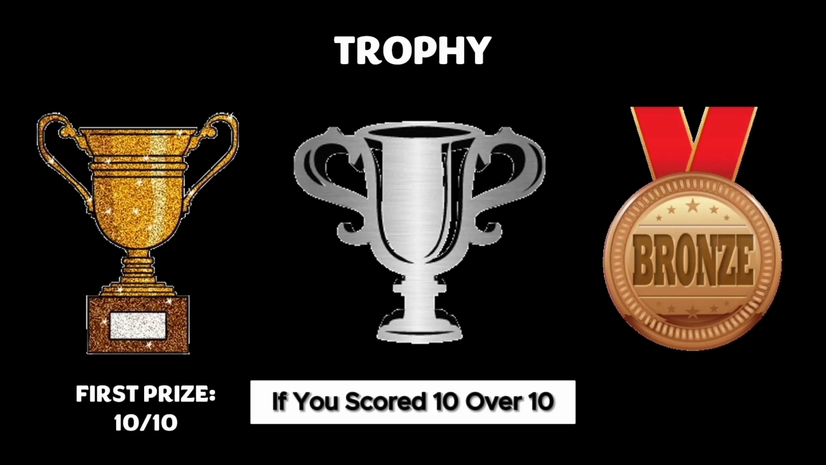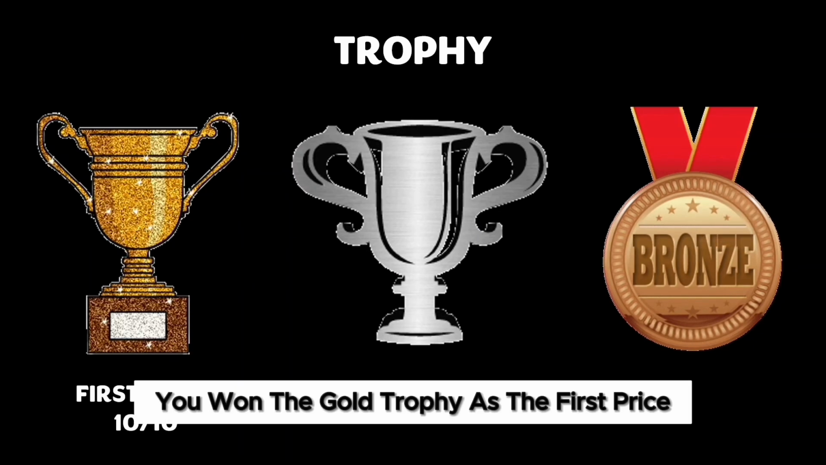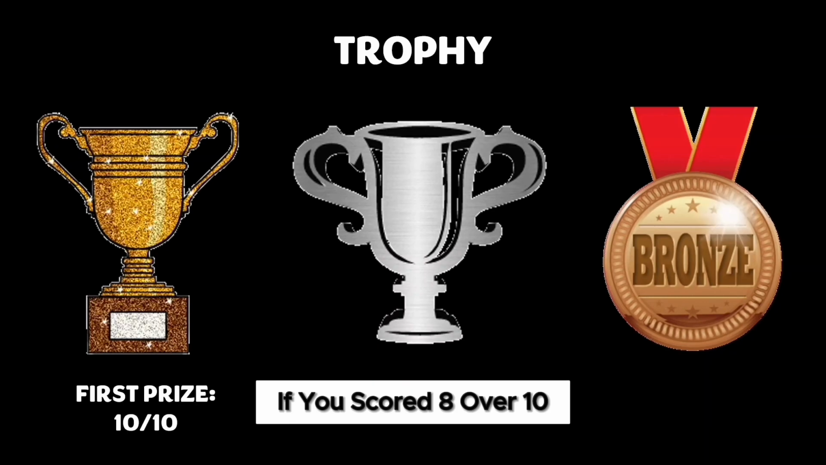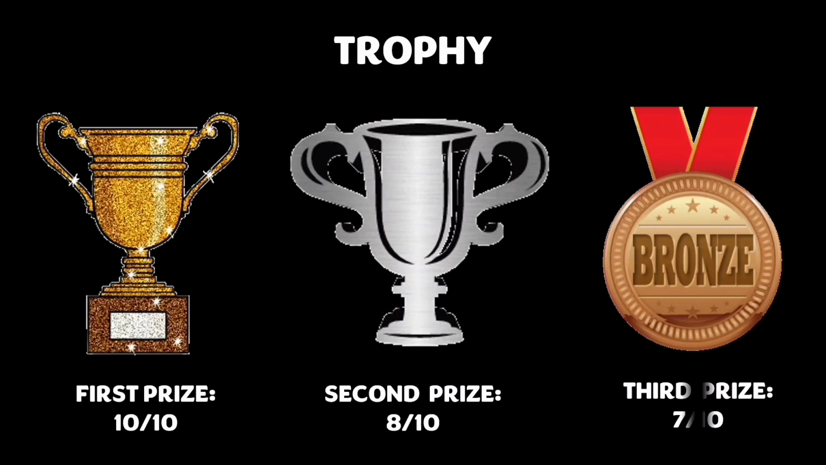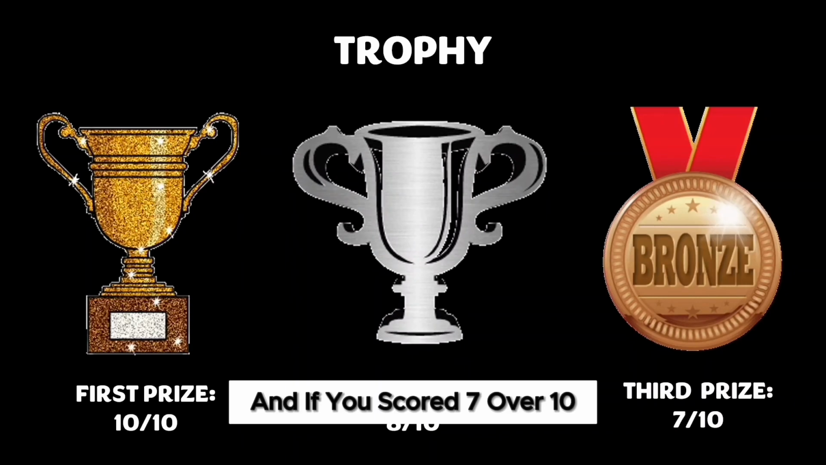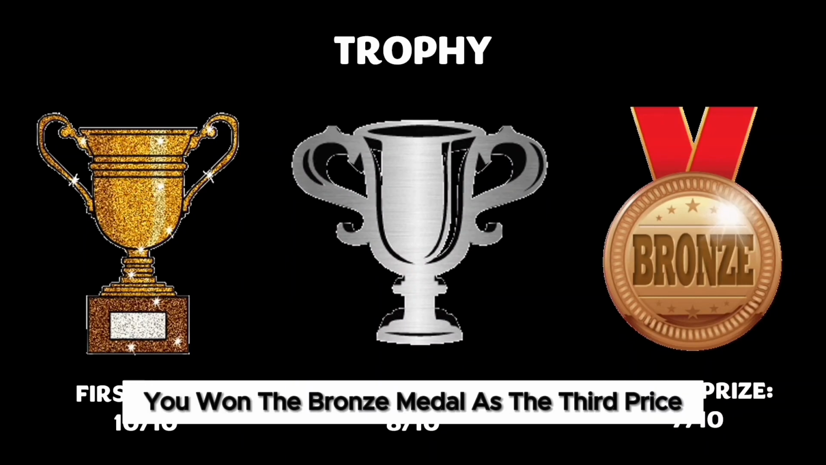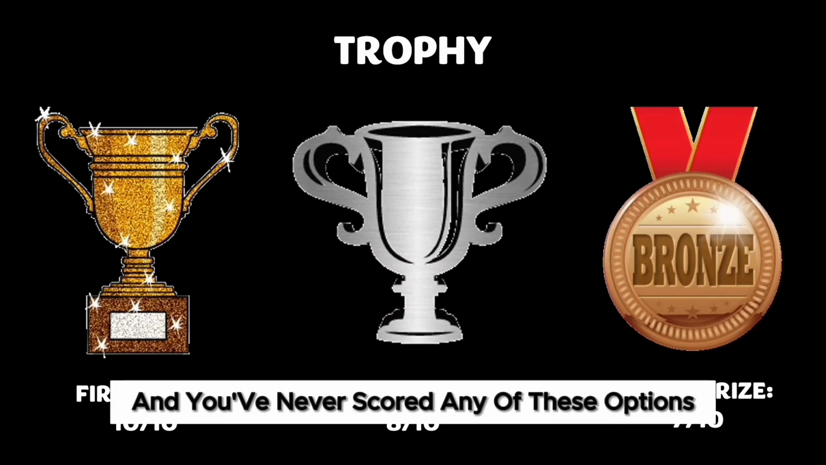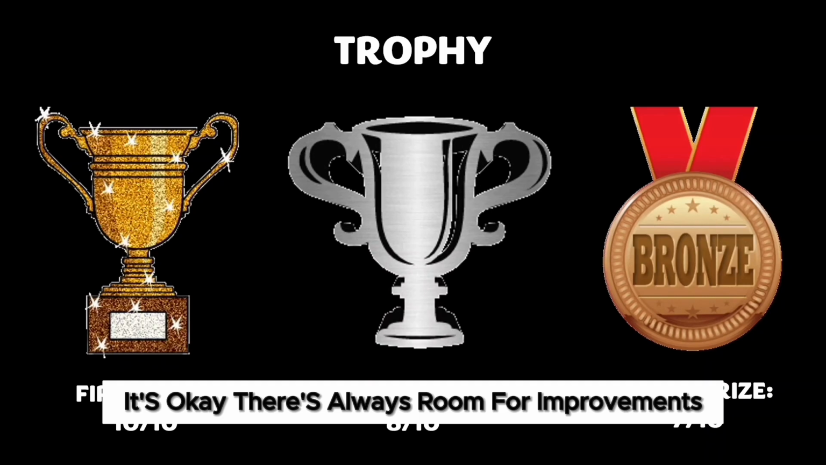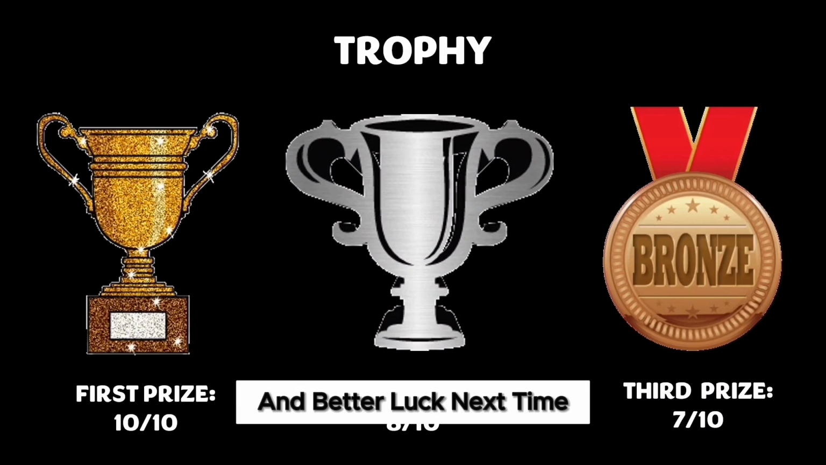Let's move on to the trophy of today. If you scored 10 over 10, you won the gold trophy as the first prize. If you scored 8 over 10, you won the silver trophy as the second prize. And if you scored 7 over 10, you won the bronze medal as the third prize. And if you've been trying and you've never scored any of these, it's okay. There's always room for improvement and better luck next time.